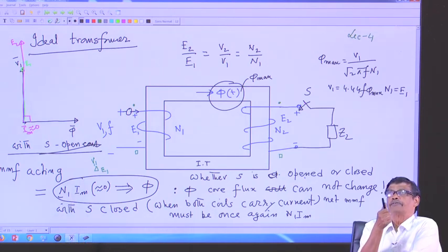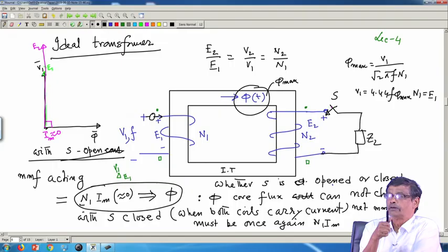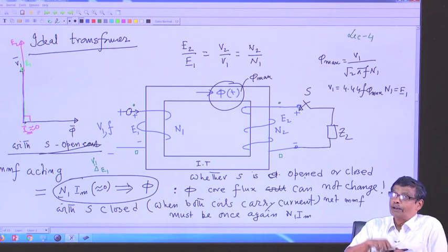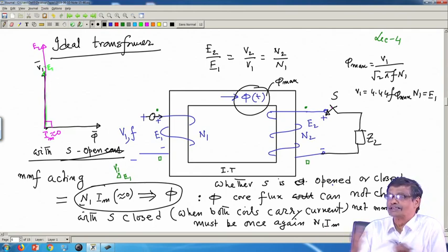What was the MMF which created this flux phi? N1 into Im, from where we concluded that when S was opened. So, with S closed, I am once again telling that flux remains same, but both the coils perhaps will carry current. But I am sure the net MMF once again has to be N1 into Im. It cannot be other than that, because net MMF divided by reluctance, reluctance remains same, will decide the flux and flux remains same.